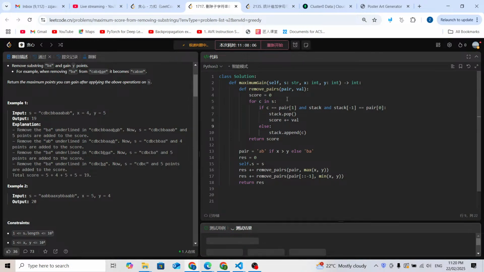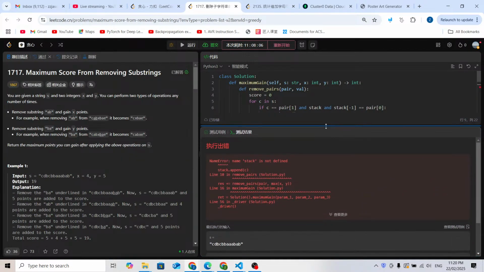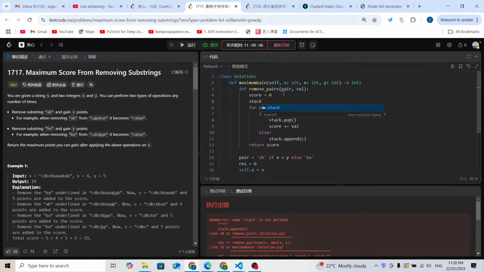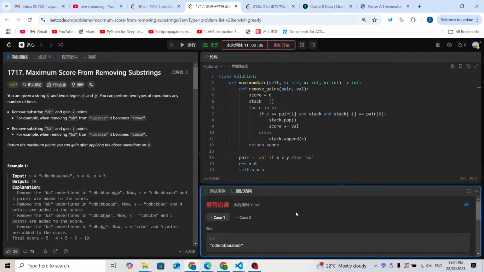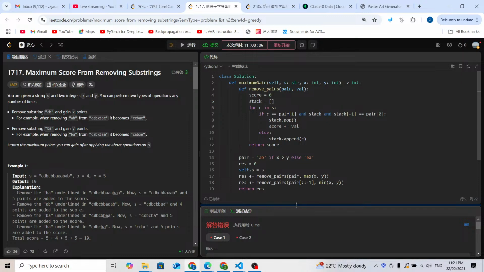Now let me just run it to check if it works. It didn't work. The stack is not defined because I forgot to define the stack. It's going to be an empty stack from the beginning. And the score is not right. It is 23, this is 34. Let me just check that.